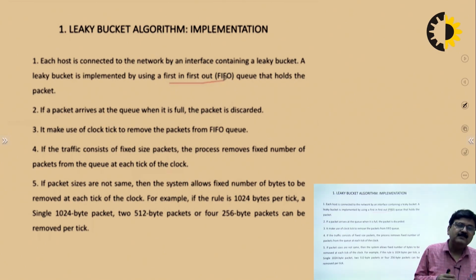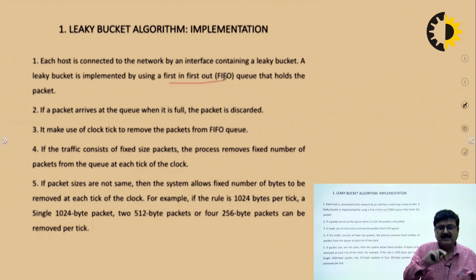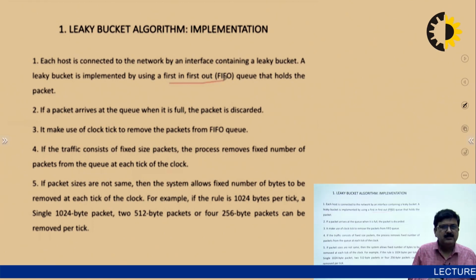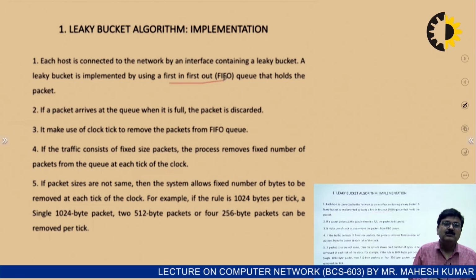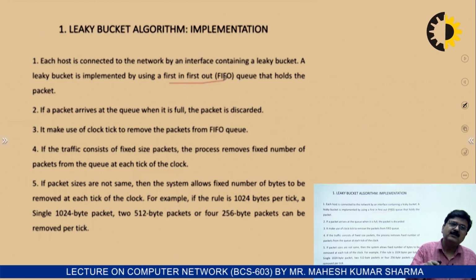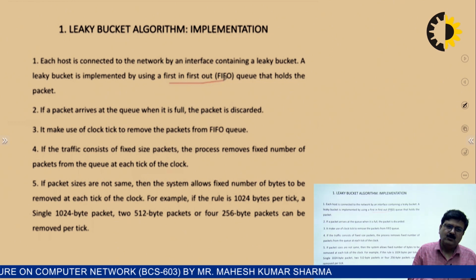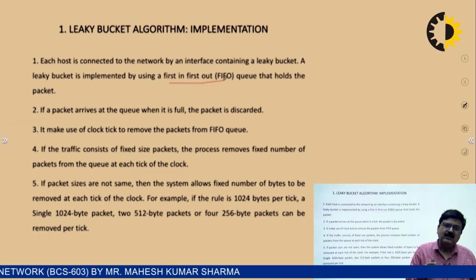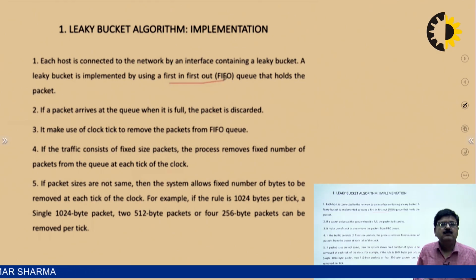If the packet size is 512 bytes, how many packets go out every tick? 2 packets, because our size is fixed at 1024. If the packet size is 256, how many packets per tick come out? 4 packets. A natural question arises: if the size is more than 1024? Then not a single tick is enough; it will take 2 ticks to send data more than 1024. In this way we can work.